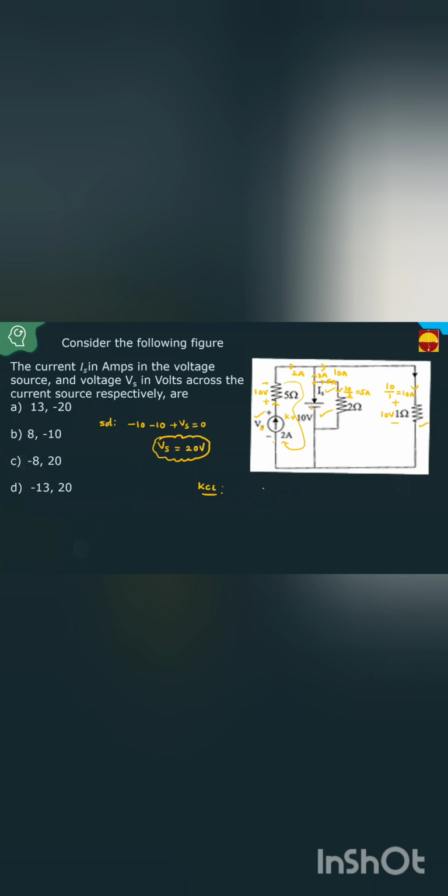Apply KCL at this node. Is plus 8 plus 5 equal to 0. What is Is equal to? Minus 13 amperes. Correct. That is, Is equals minus 13 amperes. Voltage is 20 volts. Option D is the correct answer.